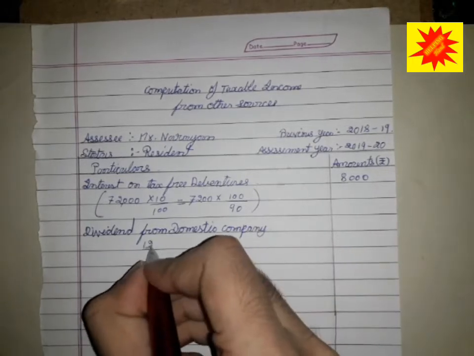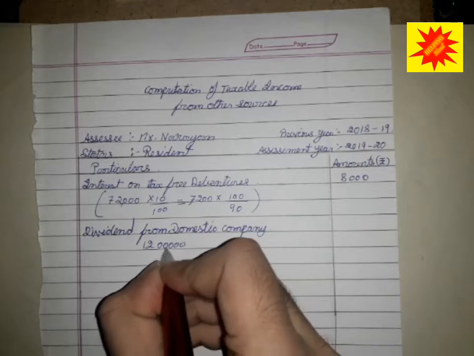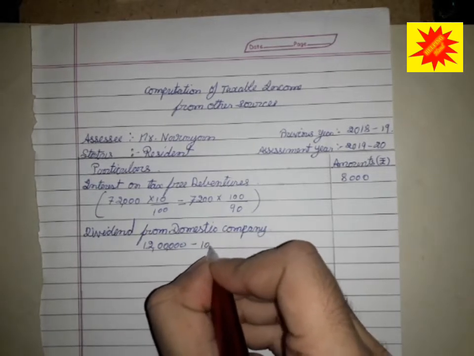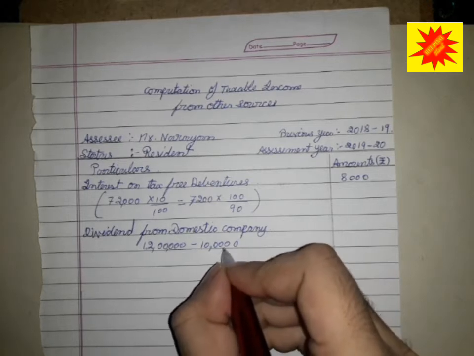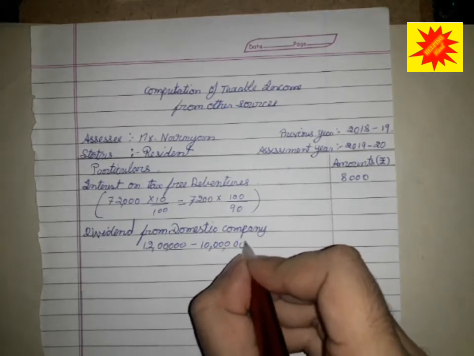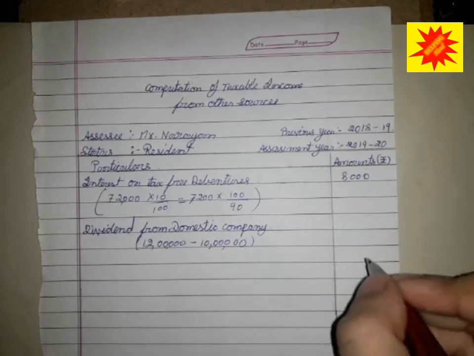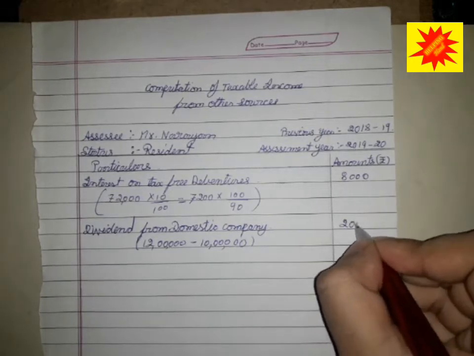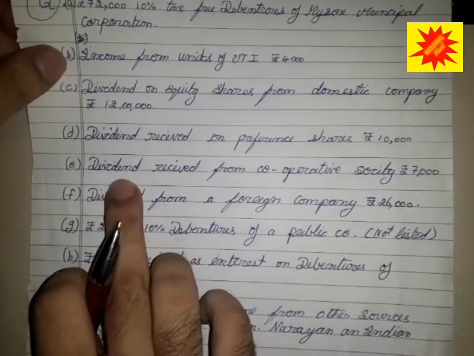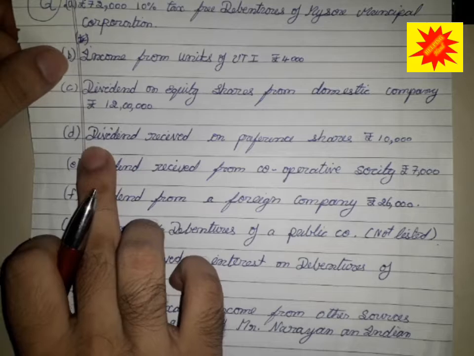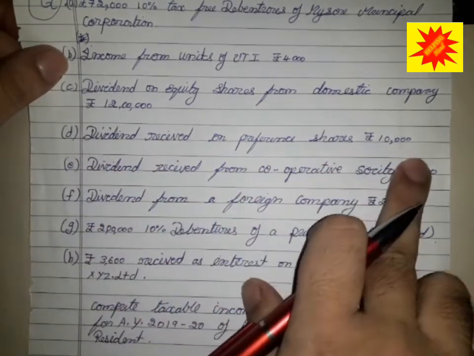So 12 lakh rupees minus 10 lakh rupees. Whatever amount that we get is taxable. So it is 2 lakh rupees which is taxable, right? Okay. So the next question and next transaction is dividend received on preference shares, rupees 10,000.